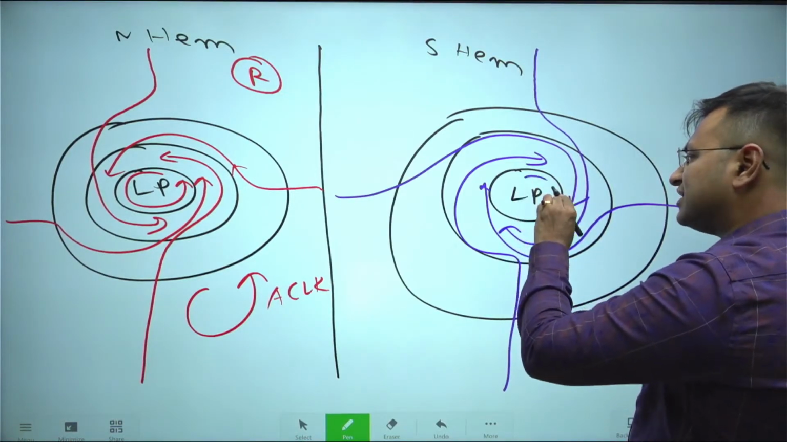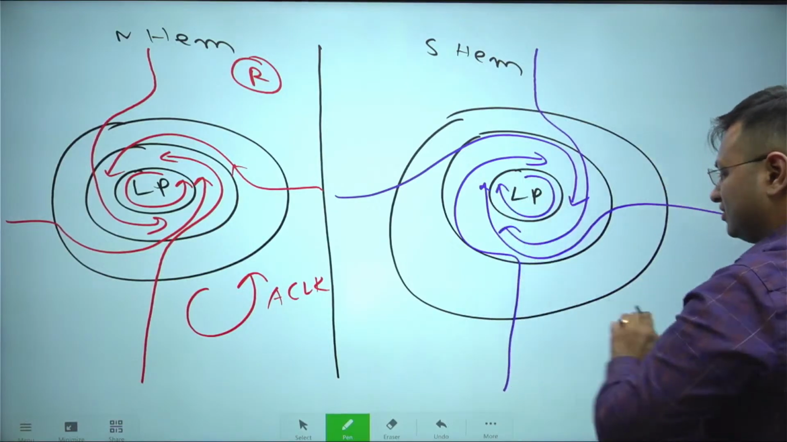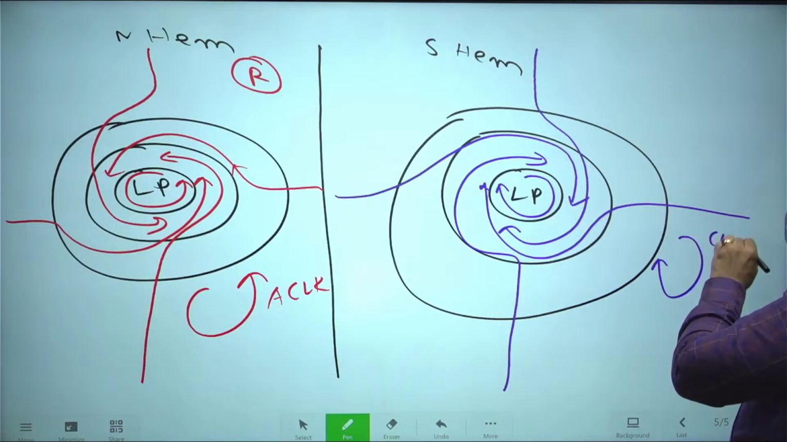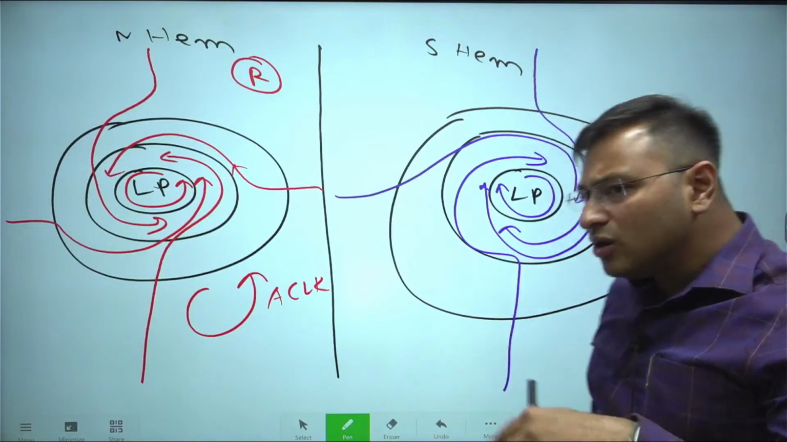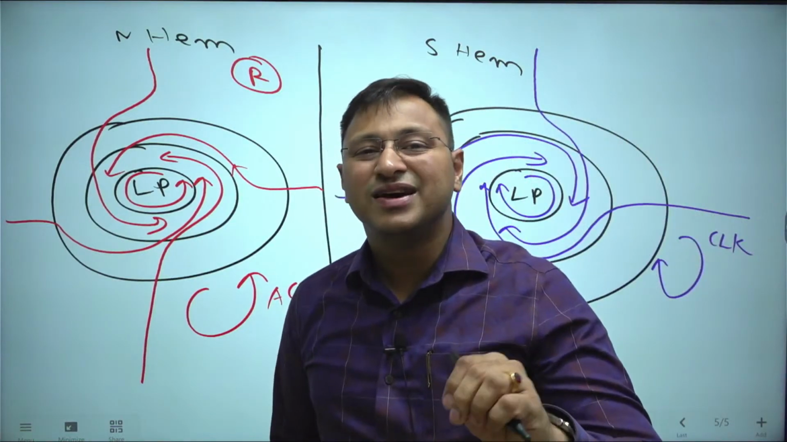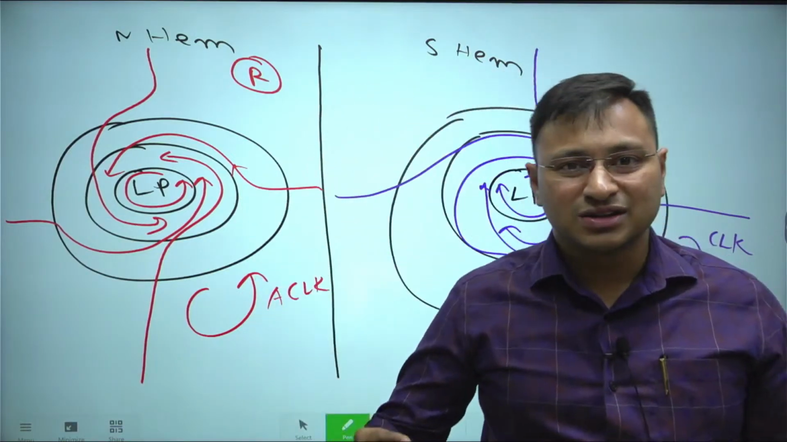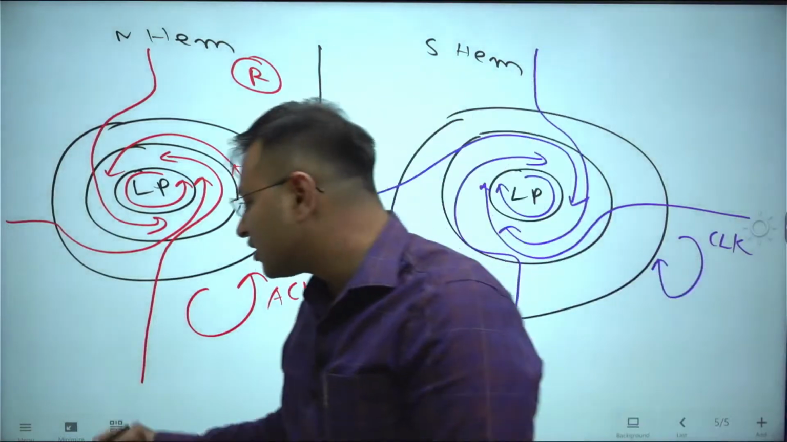So if you see the direction of the rotation of the cyclone, it is clockwise. That is why all the cyclones of the southern hemisphere will be rotating in a clockwise direction, and all the cyclones in the northern hemisphere will be rotating counterclockwise.